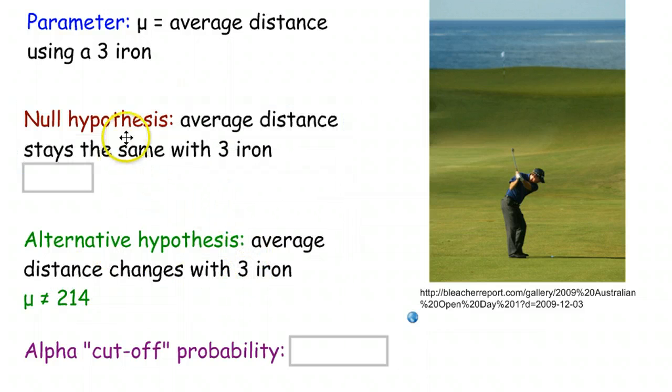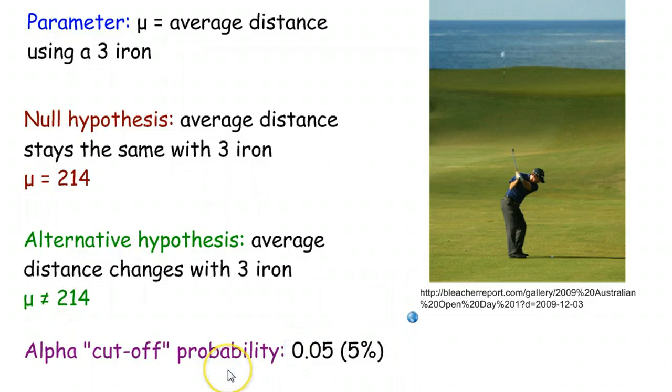Going back to our null, we would say that the average distance then stays the same, and of course mu equals 214. The symbol with the null is always going to be an equal sign. Our alpha, our threshold value, always going to be 0.05 unless we have a reason to go higher or lower.